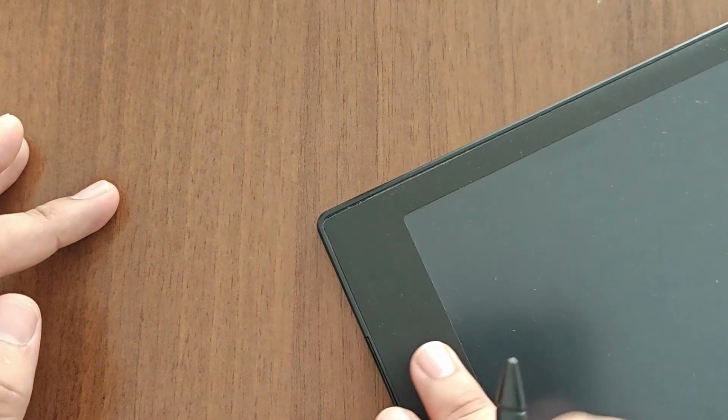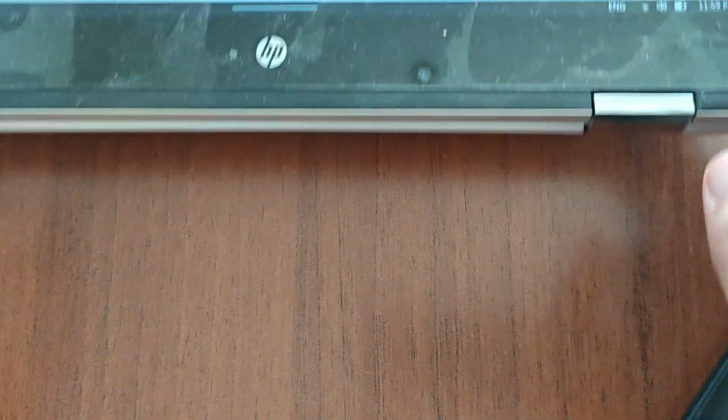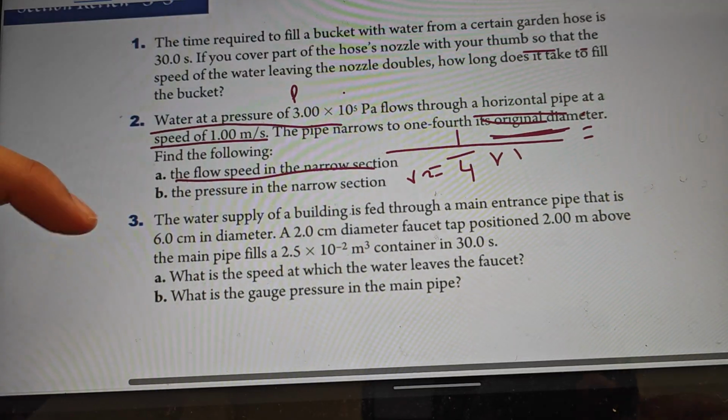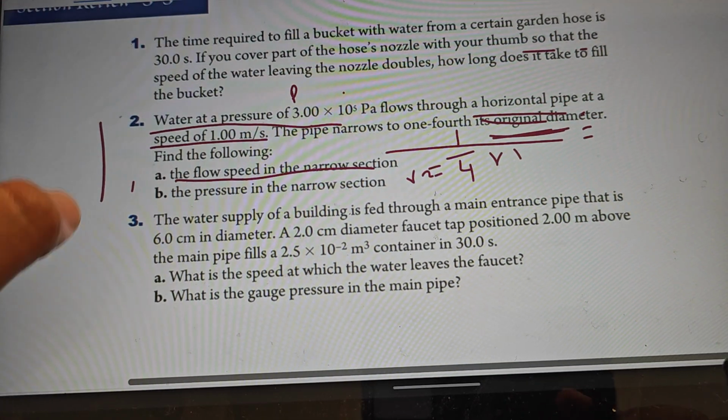Good. Students, part B you can solve by yourself. It takes time, but all of them are the same and easy.